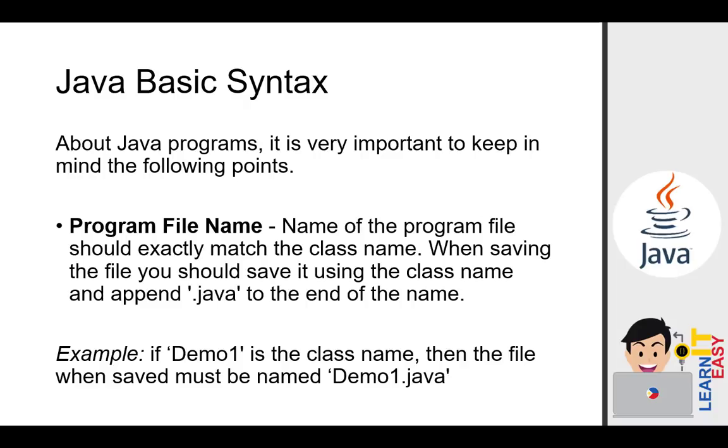we have the program file name. The name of the program file should exactly match the class name. When saving a file, you should save it using the class name and append .java to the end of the name. So, a good example is if Demo1 is the class name, then the file when saved must be named Demo1.java. Well, the good thing about having an IDE like Eclipse is that Eclipse automatically does this upon creation of the class.